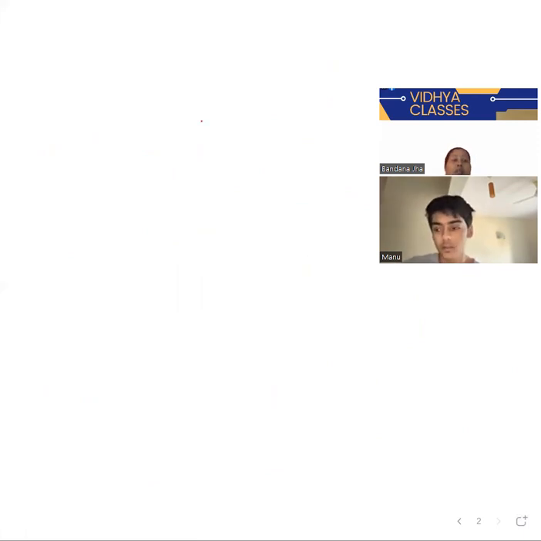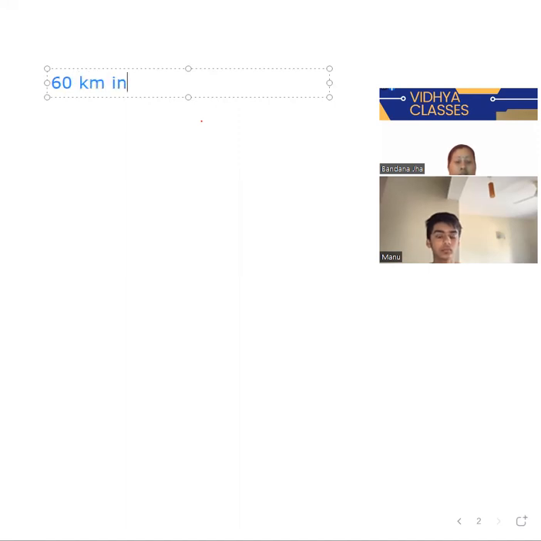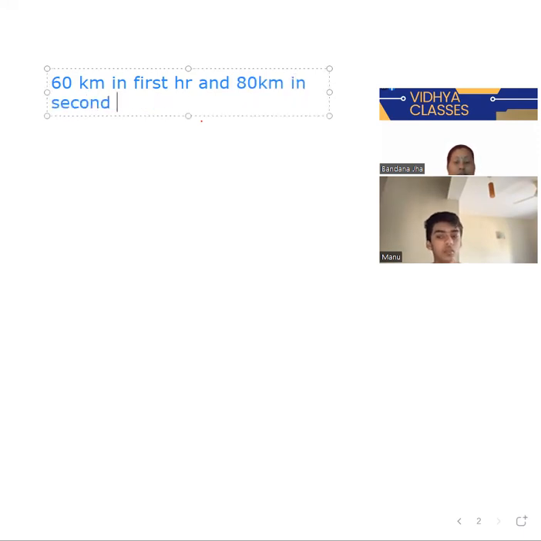Suppose a truck travels 60 kilometer in the first hour and 80 kilometer in the second hour. What is the average speed?